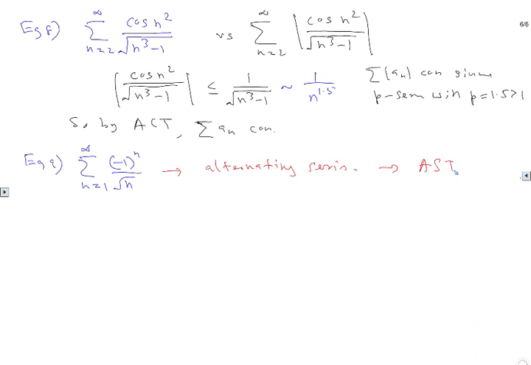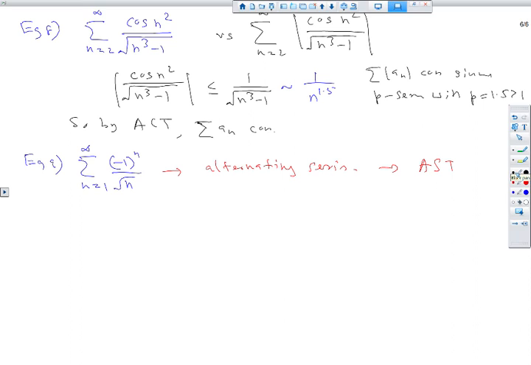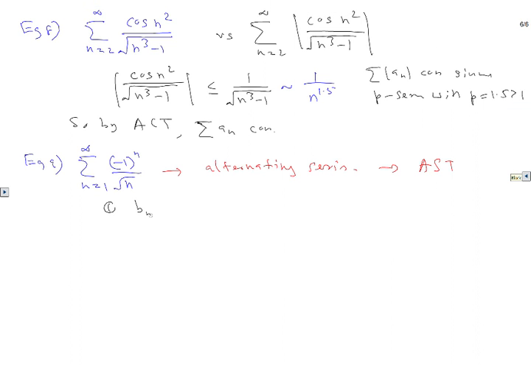So let's consider the two conditions. For the first condition, we know that bn, which is 1 over square root of n, where we ignore the sign, that's how we get the bn. You know that goes to 0 as n goes to infinity. The first one is passed. The second one is that bn, which is 1 over square root of n, is decreasing. It's very clear that this is decreasing because the dominant term is in the denominator. So it is decreasing.